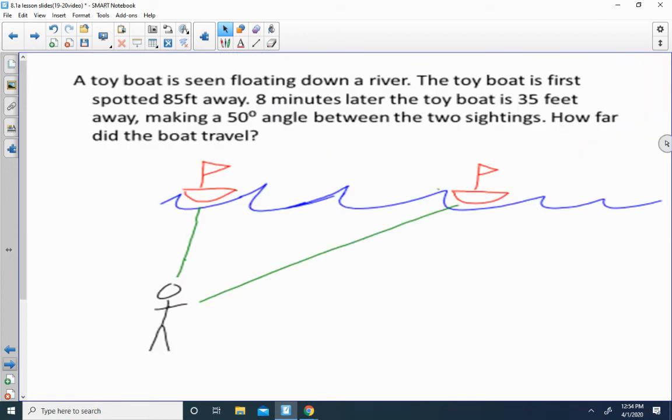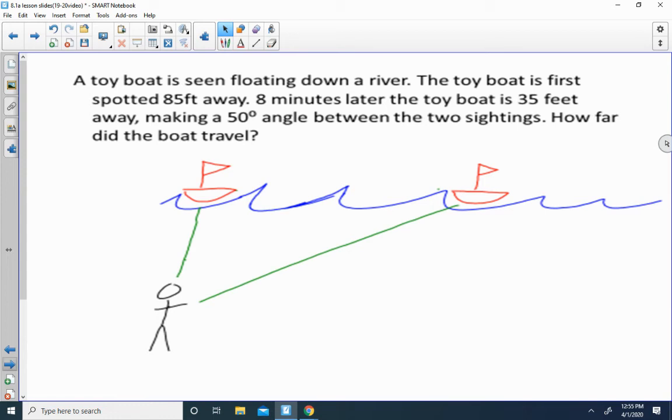One more word problem to talk about. For this one, I kind of went already ahead and doodled this one to give you a visual of what's happening. So a toy boat is seen floating down a river. The toy boat is first spotted 85 feet away. 8 minutes later, the toy boat is 35 feet away, making a 50-degree angle between the 2 sightings. Given this information, how far did the boat travel?